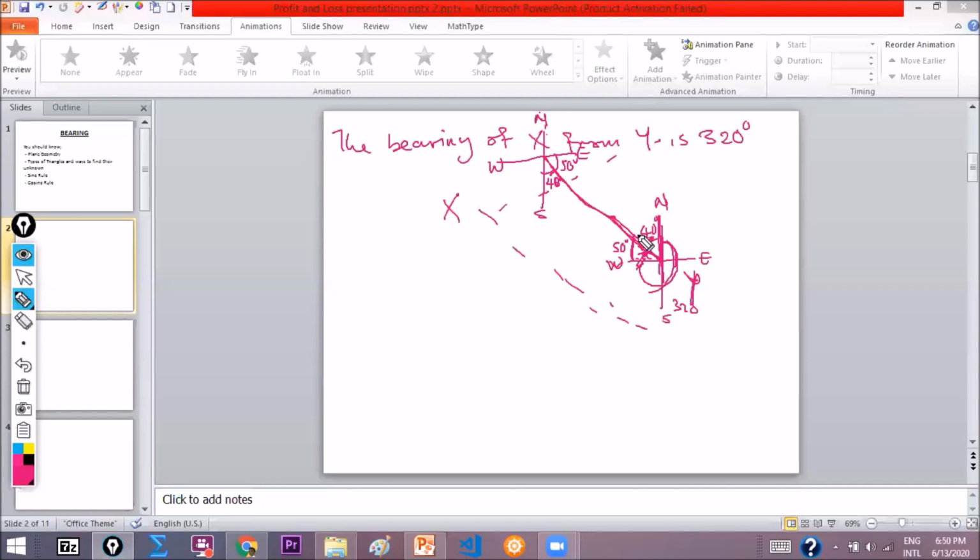Now, since we've resolved all these angles, you can see how to get the bearing. The question I might further ask is, what is the bearing of y from x? Can you tell me now the bearing of y from x?